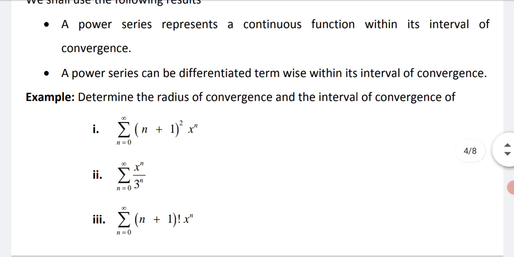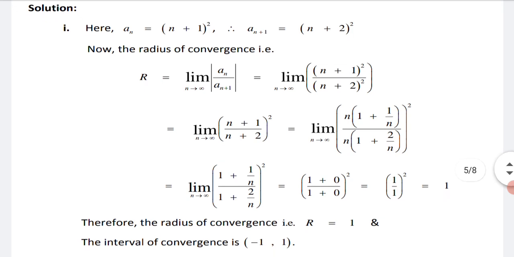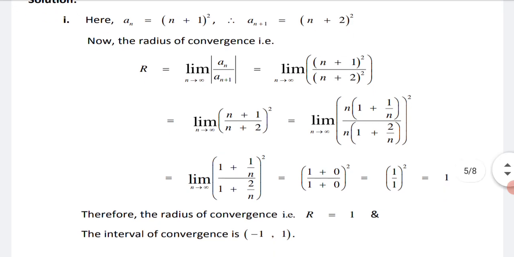First one is summation n plus 1 square into x to the power n. Second one is summation x to the power n by 3 to the power n, and third one is summation n plus 1 factorial into x to the power n. Solution: for the first example, here an is equal to n plus 1 square, therefore an plus 1 is equal to n plus 2 square.